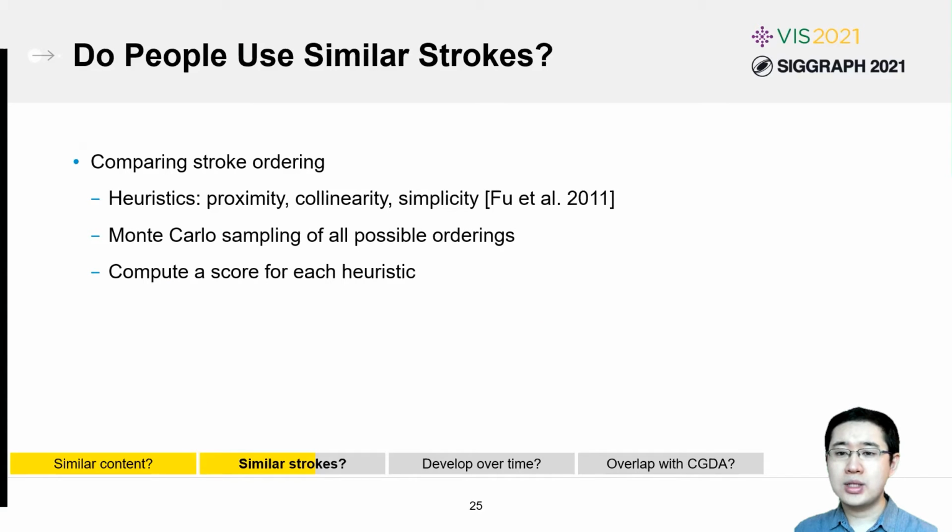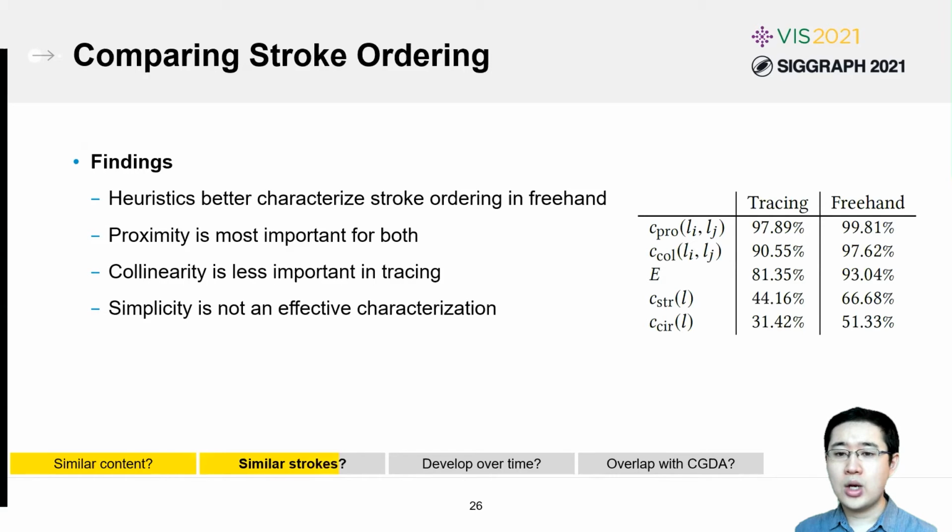To examine trends in the drawing process, we evaluated a list of heuristics for stroke ordering. For each drawing, we performed a Monte Carlo sampling of all possible orderings. We then computed a score for each heuristic as the percent of random orderings whose energy was above that of the ground truth ordering. We found that overall, these heuristics characterize stroke ordering better in freehand drawing.